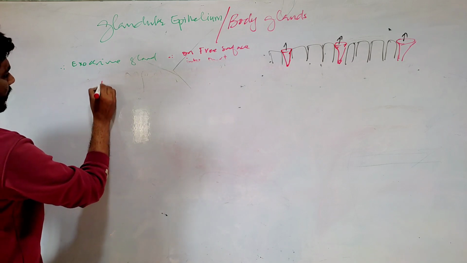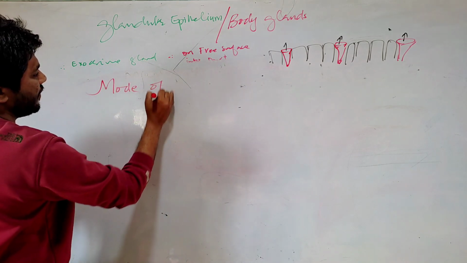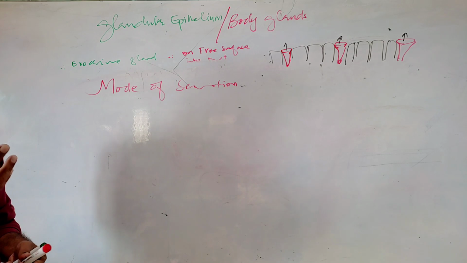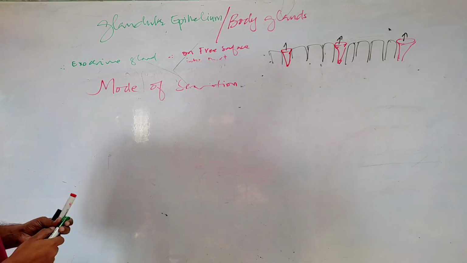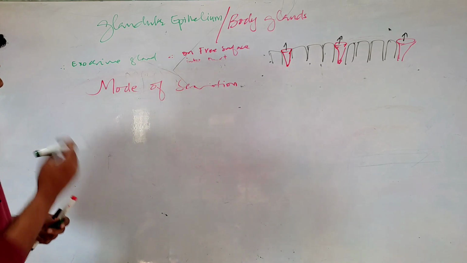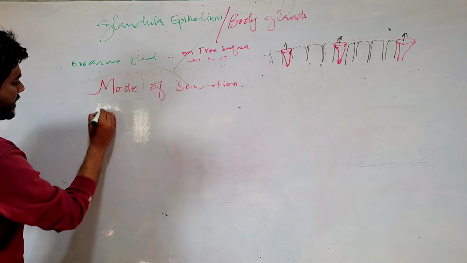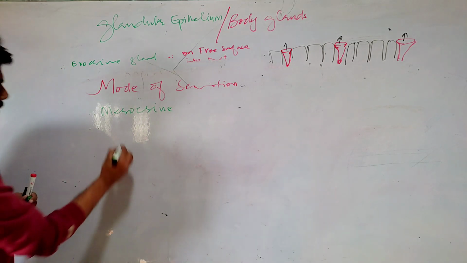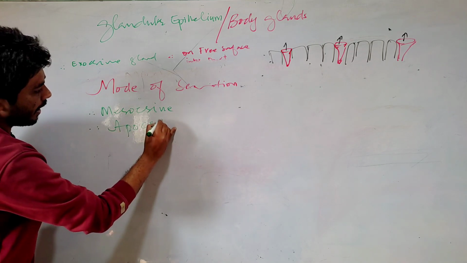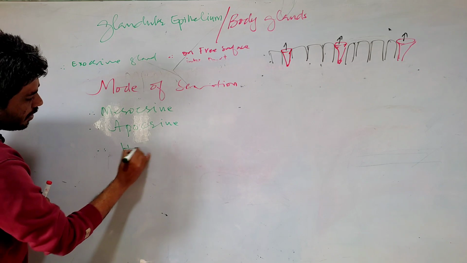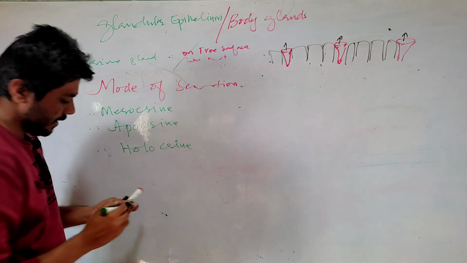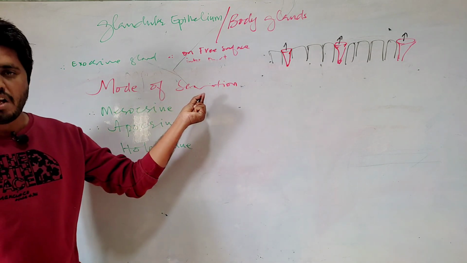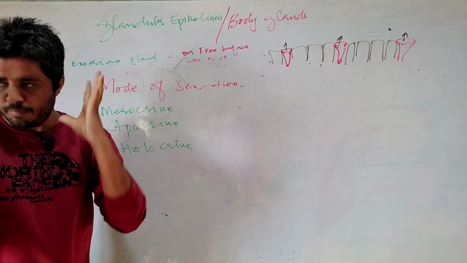The next one is mode of secretion. This one is important. There are three ways in which cells secrete their products. Which cells? Glandular epithelial cells. The first one is known as merocrine. Number two is known as apocrine. Number three is known as holocrine. These are the three terms related to mode of secretion, how glands secrete their products.